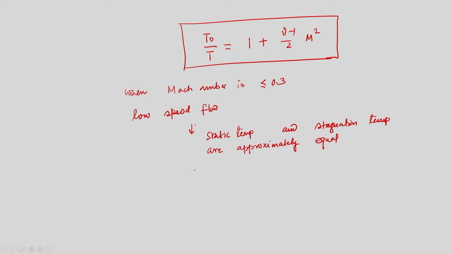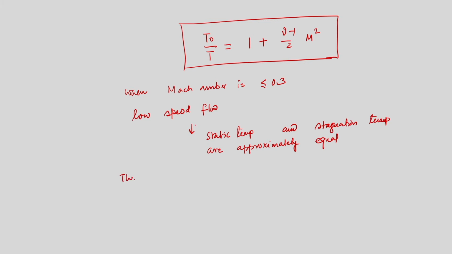That means, if the flow Mach number is less than or equal to 0.3, that is the low speed flow, the static and stagnation temperature are approximately equal. Our objective would be to measure the free stream temperature T infinity, not the stagnation temperature, but if you place a probe to measure the temperature, we will get the stagnation temperature. But if Mach number is less than or equal to 0.3, then static and stagnation temperature will be approximately equal, and there is no problem.